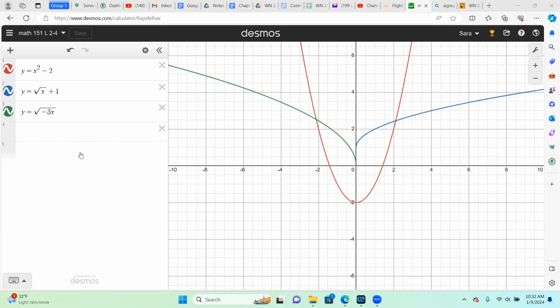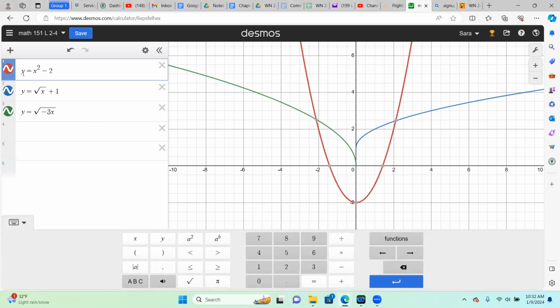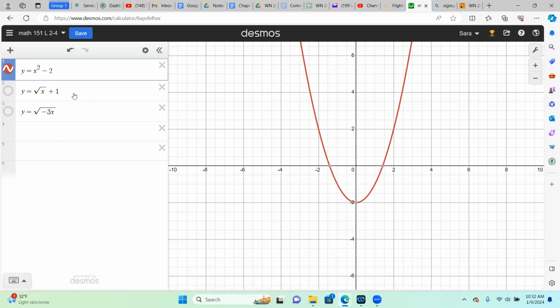So when you go to Desmos, remember you can start typing just y equals, Desmos only takes x's and y's as the input and output. So you can turn on and off graphs over here on the left-hand side. You can see where my mouse is on the left. I'm going to turn these graphs off, so I'm only seeing the first one. This is called a parabola. A parabola always has a 2 as the exponent, the highest exponent.